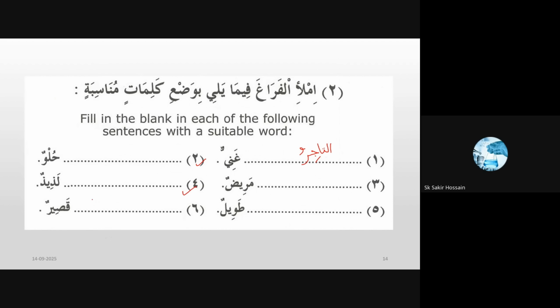Next one. At-tuffahu ladidun. The apple is delicious. Next one. Al-mudarrisu tawilun. The teacher is tall. Next one. At-tabibu qasirun. The doctor is short.